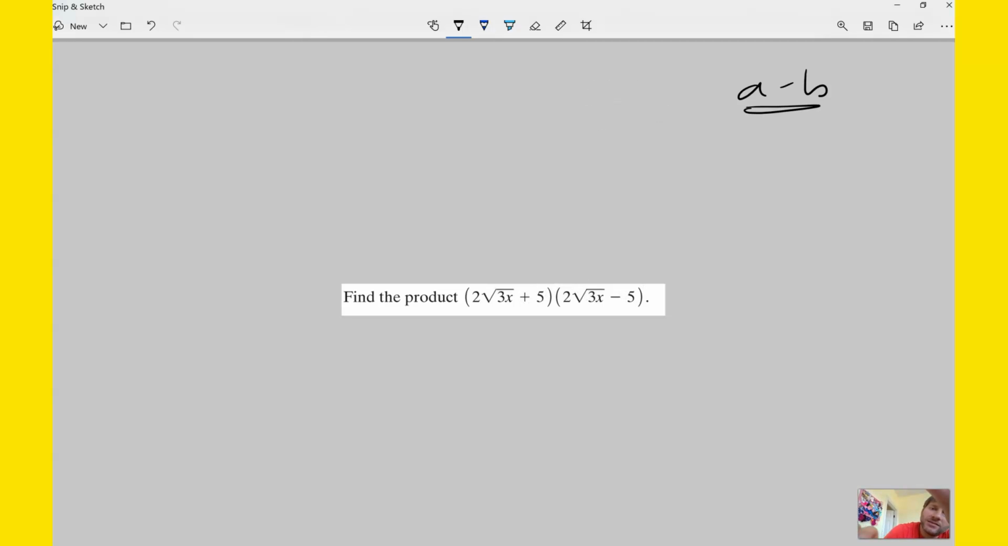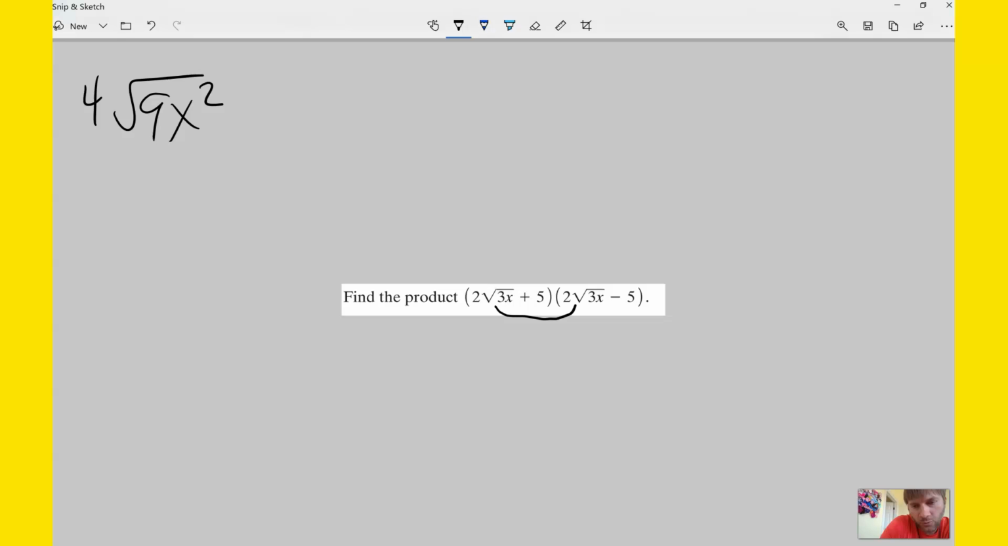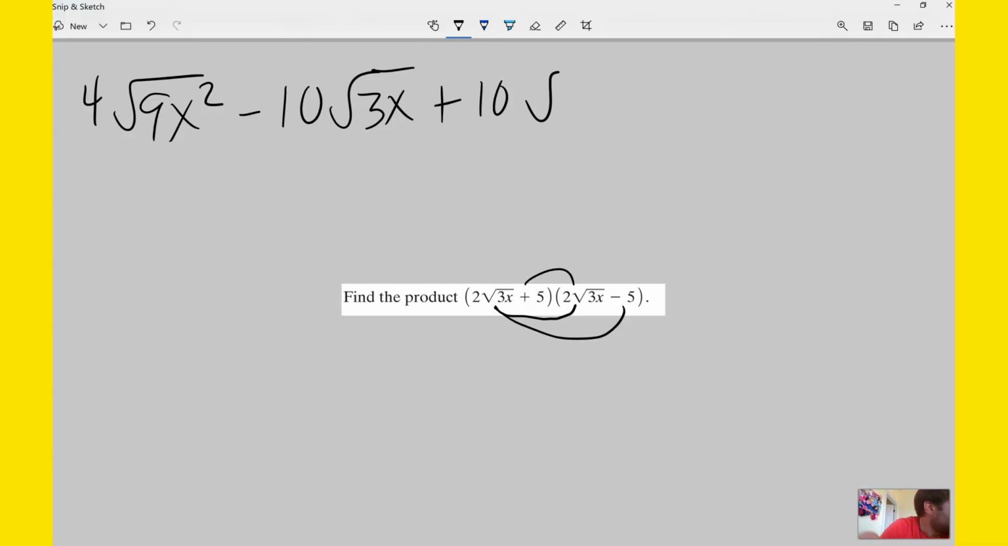So anytime you multiply these radical conjugates, let's see what happens. So distribute there, and that gives you 4 square root 9x squared. Right, 2 times 2 is 4, 3x times 3x is 9x squared. Then distribute here. It's going to be minus 10 root 3x. And then distribute here. It's going to be plus 10 root 3x. Then distribute here, minus 25. So, let's see what happens.